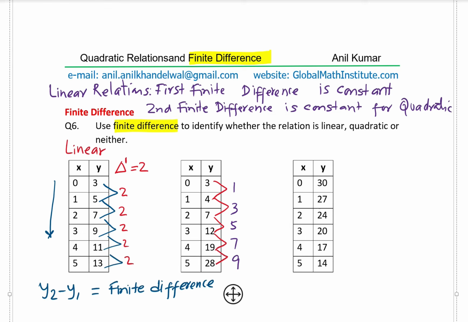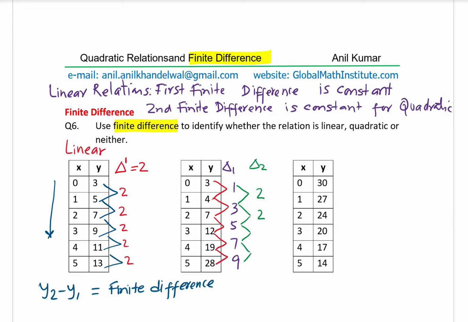Now, we'll find the second finite difference. So this is our first finite difference, which is not constant. Now we'll find the second finite difference, that is, we'll repeat this process. When you repeat, 3 minus 1 is 2, 5 minus 3 is 2, 7 minus 5 is 2, 9 minus 7 is 2. Second finite difference is constant, so it is quadratic relation. Perfect. Let's figure out the last one here.